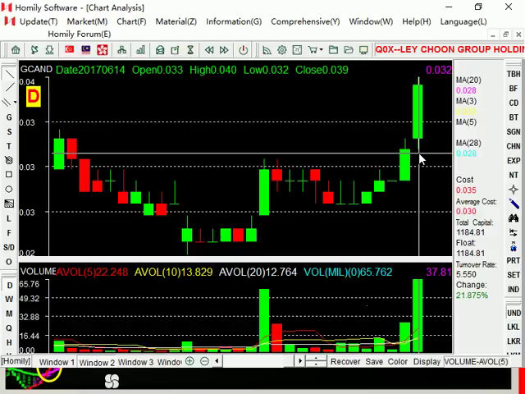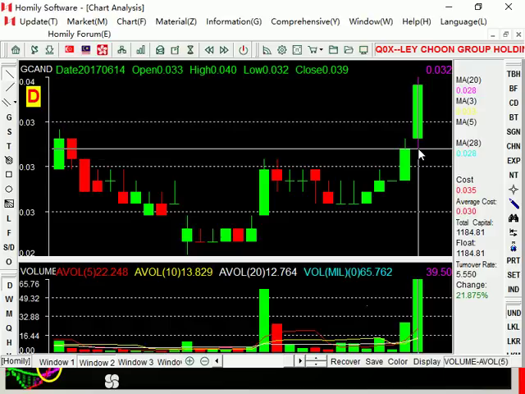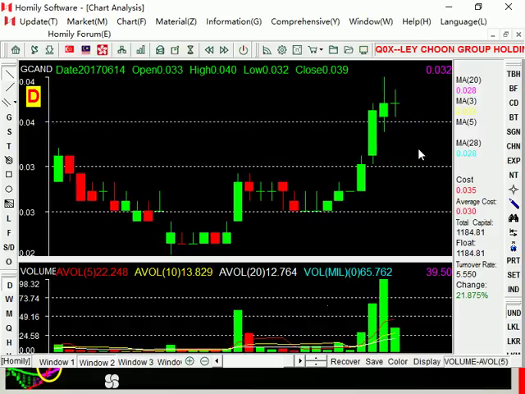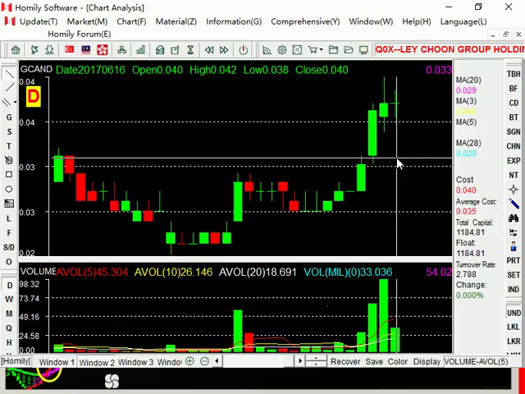Will you buy or not? You can buy, okay? Just buy, because the open price is 0.033 and the closing price is 0.039. You buy here at around 0.033, now it's 0.04, do you earn money or not? In only 3 days, you can earn some short-term profit.